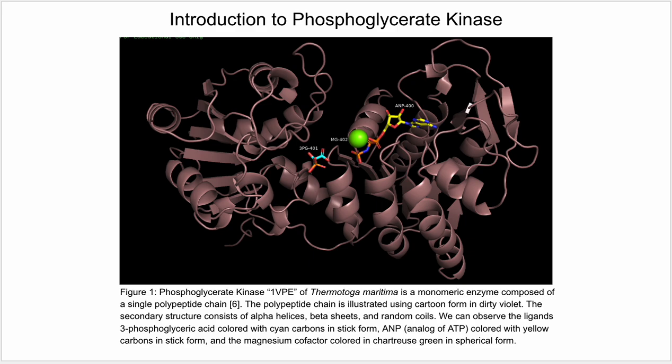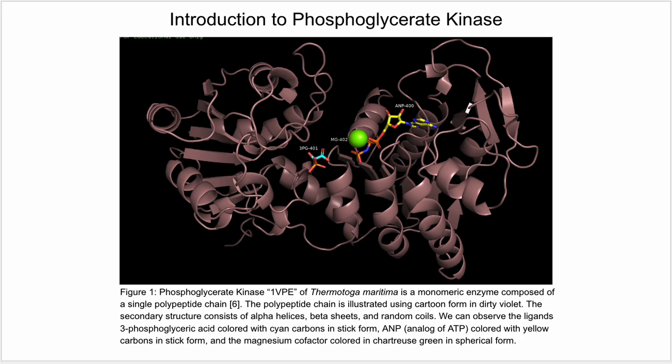There are 3 ligands present in the enzyme crystal structure: phosphoaminophosphonic acid adenylate ester, or ANP, which is an ATP analog, 3-phosphoglyceric acid, or 3-PG, which is simply the protonated form of 3-phosphoglycerate, and a magnesium ion.